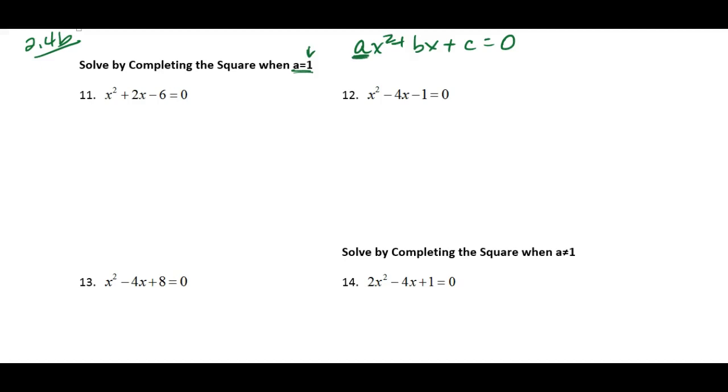A is the coefficient of your x squared term. So if that number right there in the equation is 1, then it's going to follow these examples. When we get to 14, we're going to deal with what happens if a is not 1. Right? So let's look at number 11.